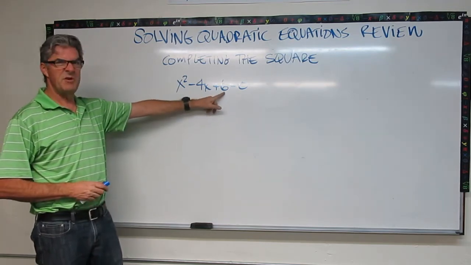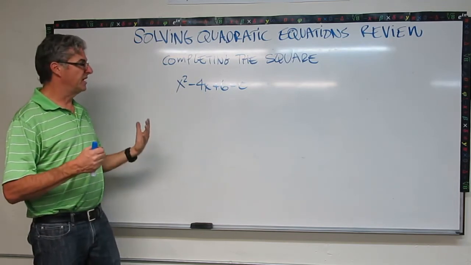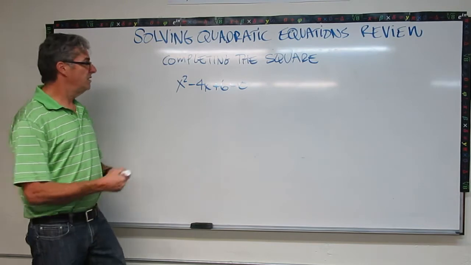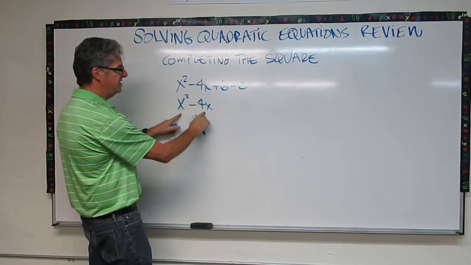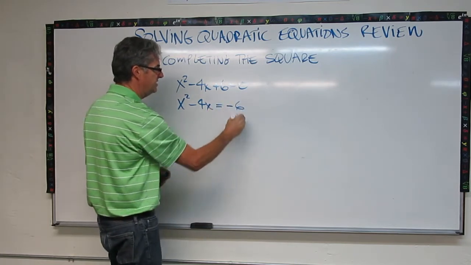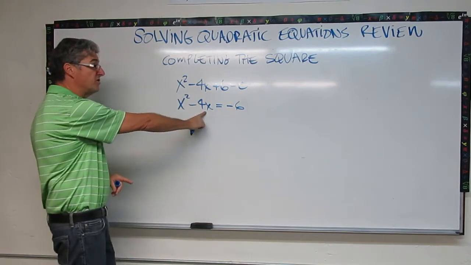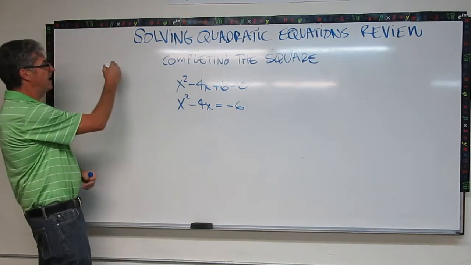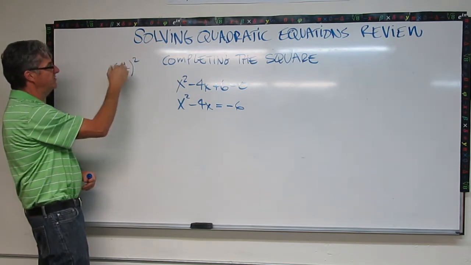There's no two numbers that multiply to positive 6 that add to negative 4. They just don't exist. So what we do is we move the constant, leave these here, move the constant over to the other side. So now I'm going to subtract 6 from both sides, so I have a negative 6 out there. Now I add b over 2 squared to both sides. So b over 2 is negative 4 over 2 squared.